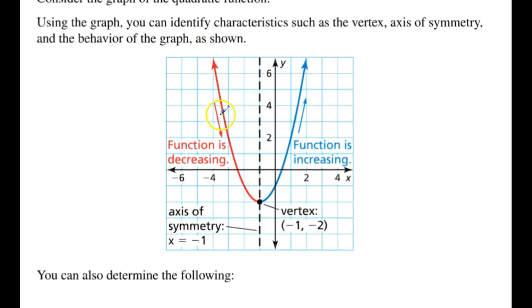So you'll see that my function is decreasing until I reach my vertex, where it then starts to increase, right? And this just makes sense because here it's going down and then we go up. I see that the vertex is at this point, -1, -2. So I just use my coordinate plane. Then that also means my axis of symmetry is going to be the x value of my vertex. So that's where my x equals -1 comes into play as my axis of symmetry.